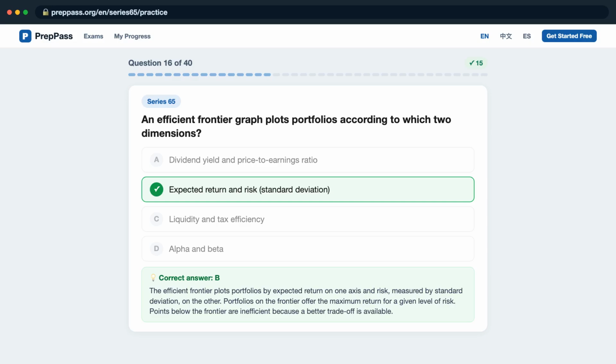The efficient frontier plots portfolios by expected return on one axis and risk, measured by standard deviation, on the other. Portfolios on the frontier offer the maximum return for a given level of risk. Points below the frontier are inefficient because a better trade-off is available.